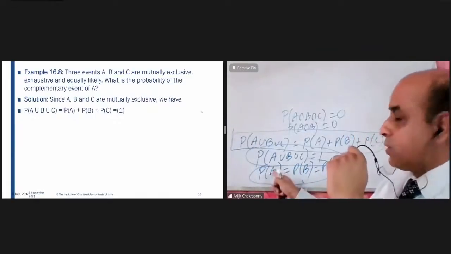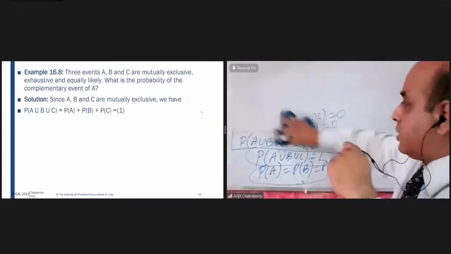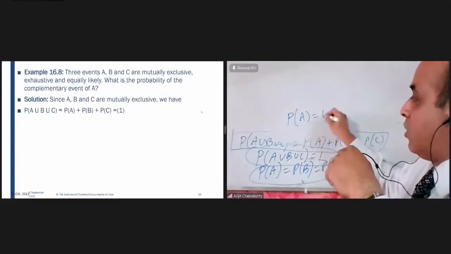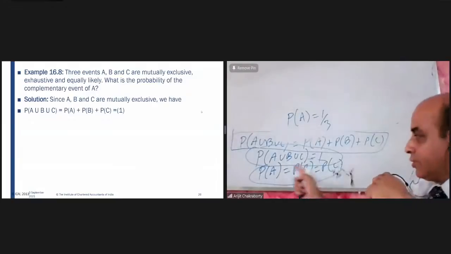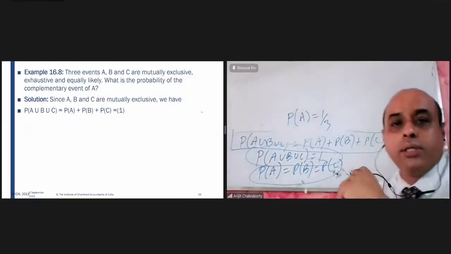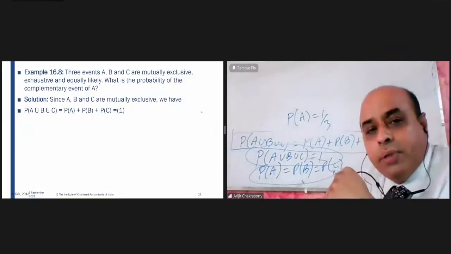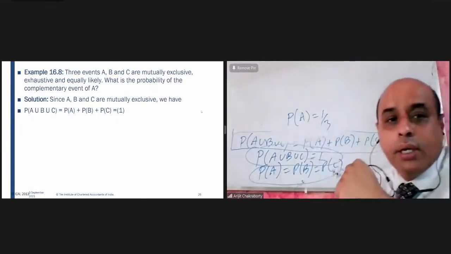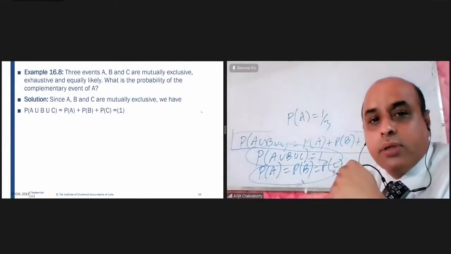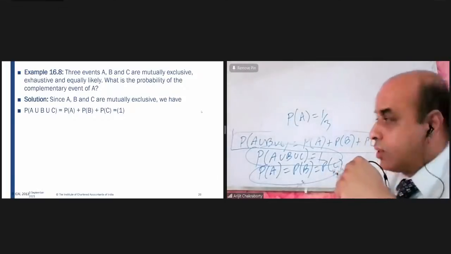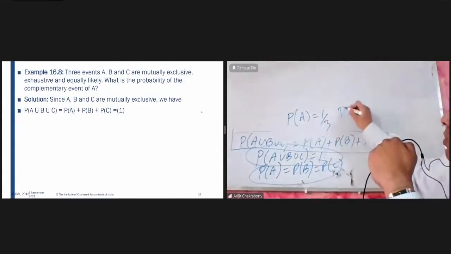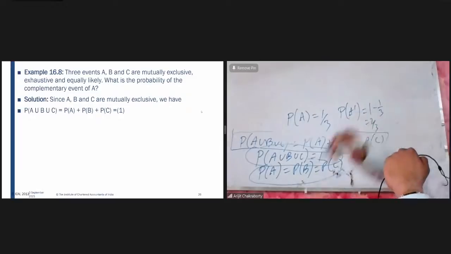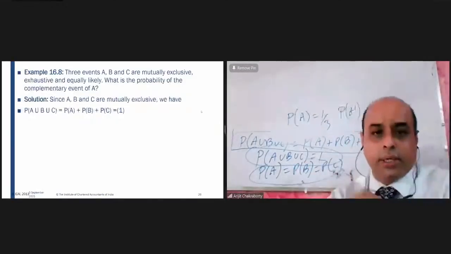So what is the probability of event A? I'll just write it here. Therefore, the probability of event A, P(A), has to be 1 by 3. Three of them are equal and the total is 1. So each of them is 1/3. If the probability of event A is 1/3, the question is what is the probability of the complementary event of A? P(A dash) equals 1 minus 1 by 3, that is 2 by 3. So the answer should be 2 by 3. Let us see the reasoning.